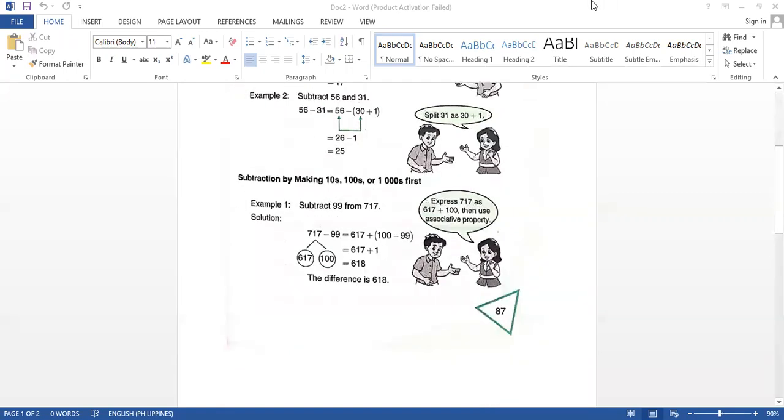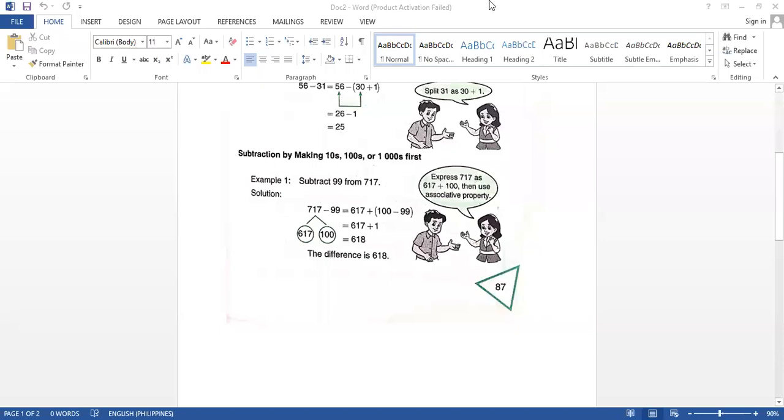Subtract by making tens, hundreds, or 1,000 first. So let's have another example in this method. Subtract 99 from 717. So we are going to express 717 as 600 plus 100, then use the associative property. Okay, now I'm going to discuss this.